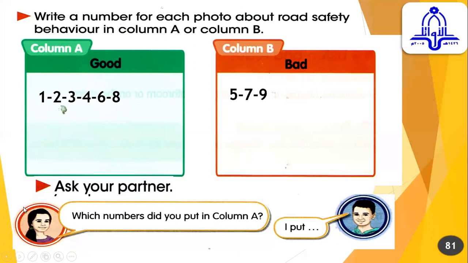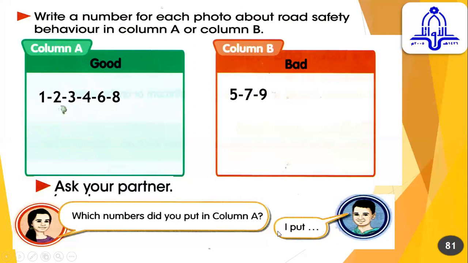Here we have the conversation between Hiba and Basim. Hiba asked him, which numbers did you put in column A? She asked Basim, she said, which, a question word, which numbers, did you put, notice the past of do, does is did here, and the verb after it must be in base form. Which numbers did you put in column A?